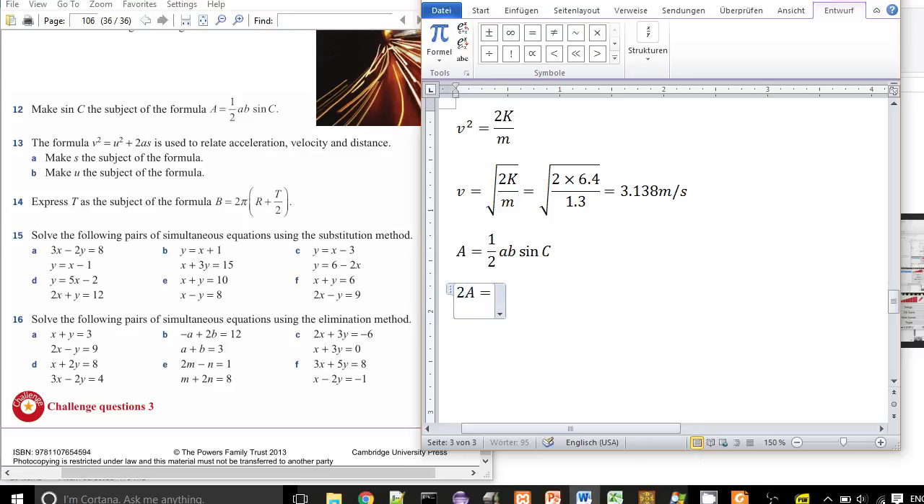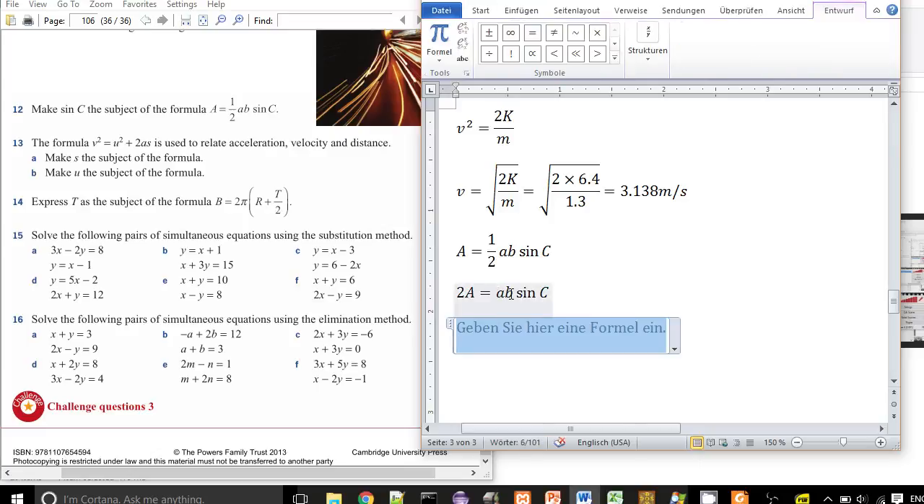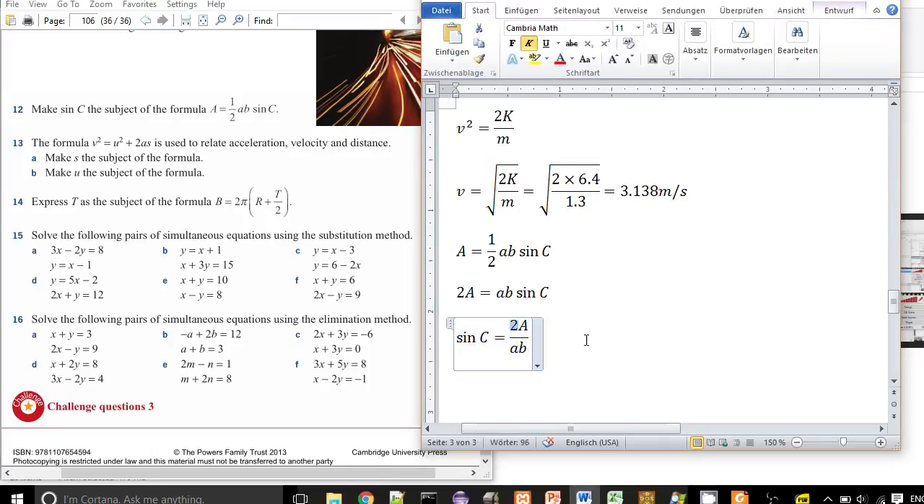So 2A is AB sine C. And then to get rid of AB, I need to divide it. So I'm just going to write sine C is, sorry, 2A over AB. That's it. Okay, so hopefully that makes sense.